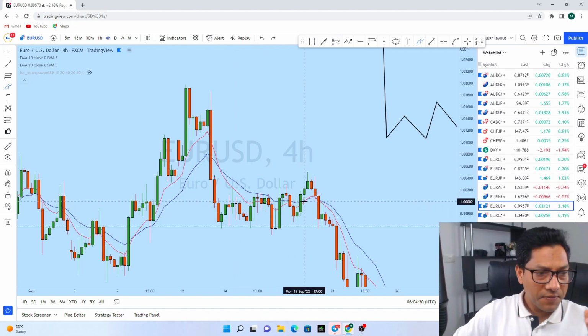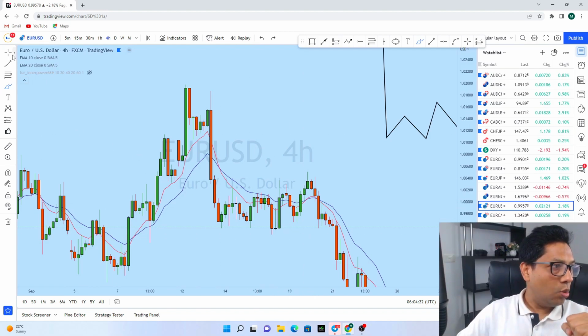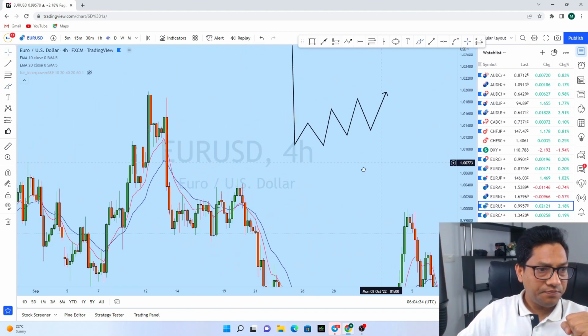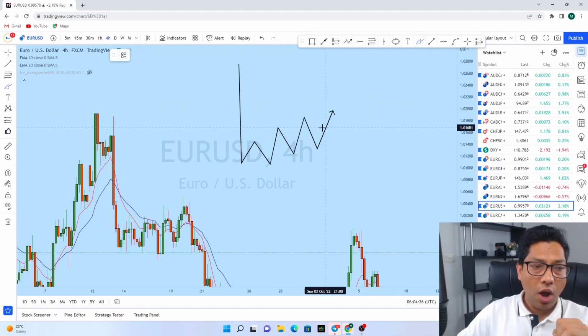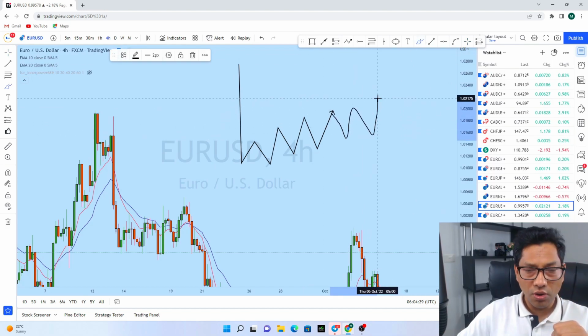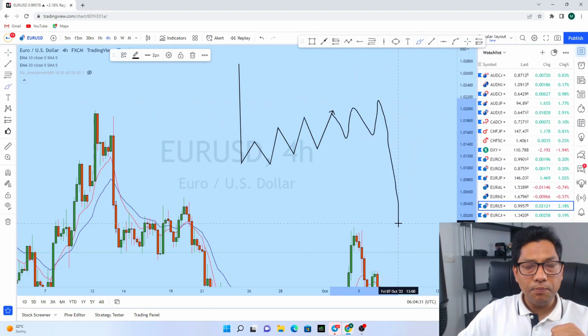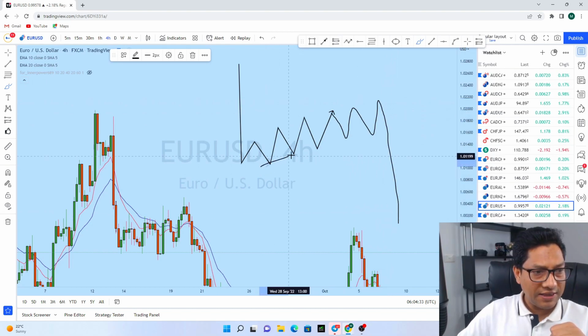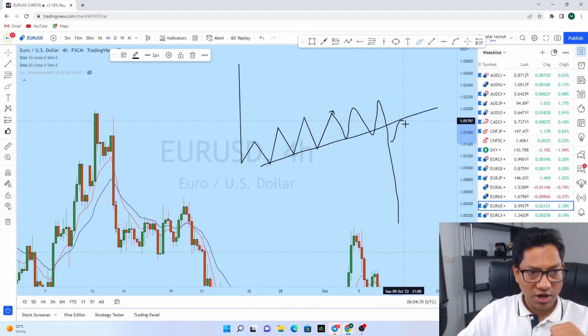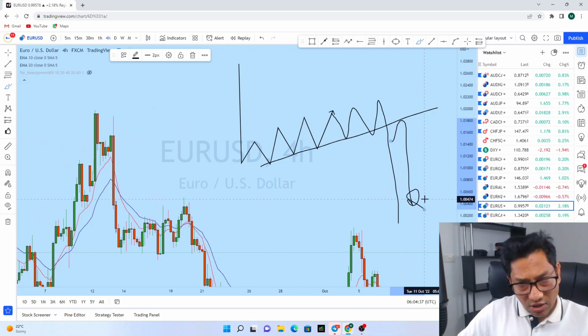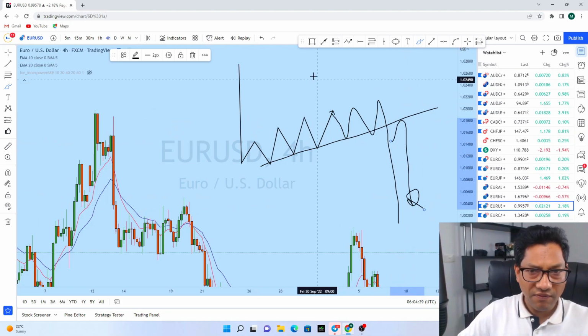Simple. Okay, now where do you sell? When you see this structure, as I told you, you don't know how long this structure will continue until you see a clear breakout from this structure and the retest of this structure. You will be waiting and then you will be selling this market. Very simple.